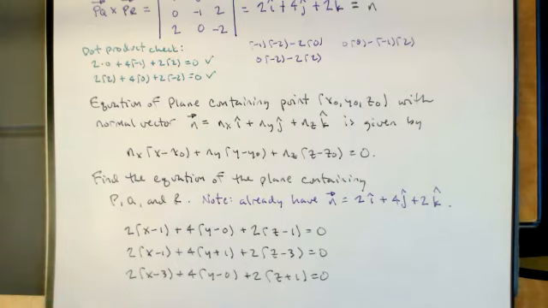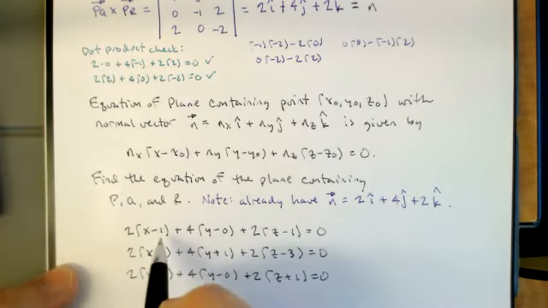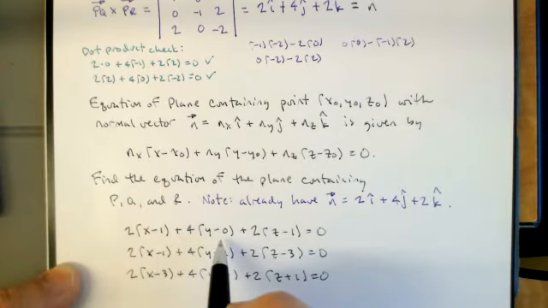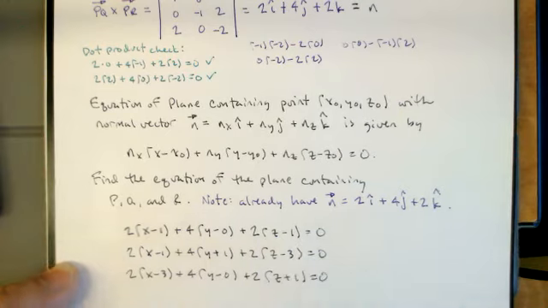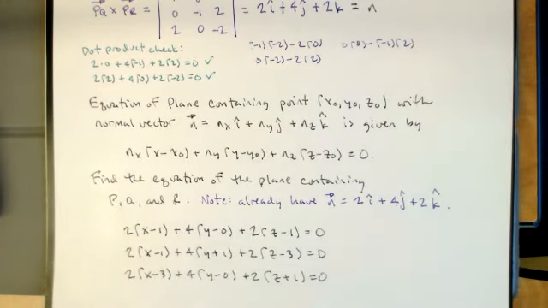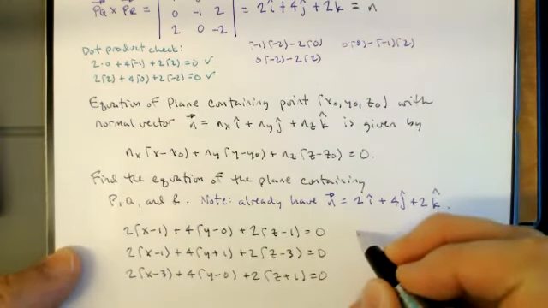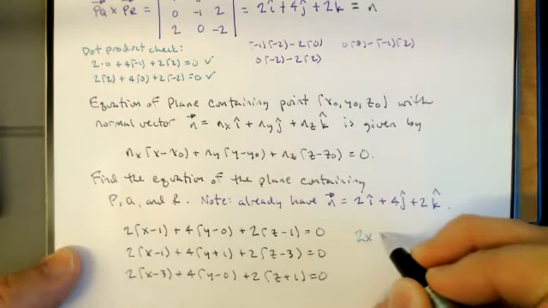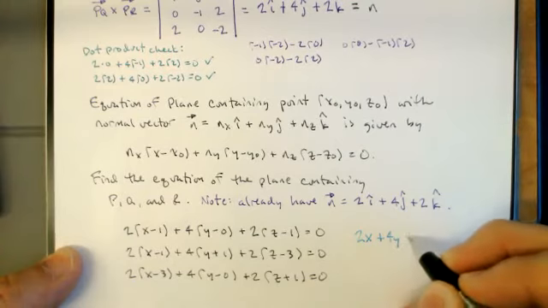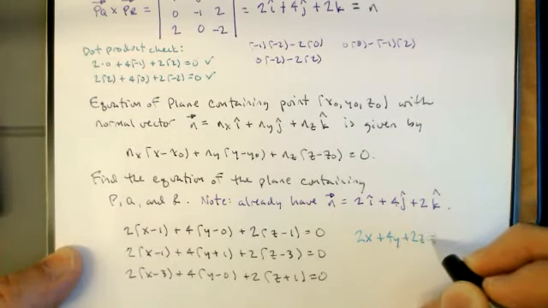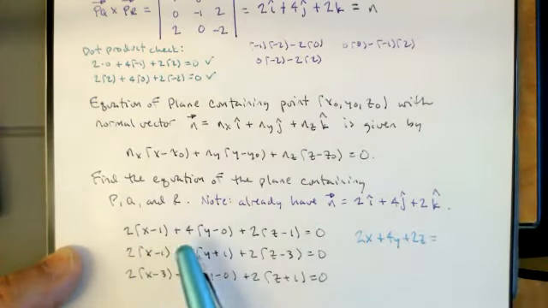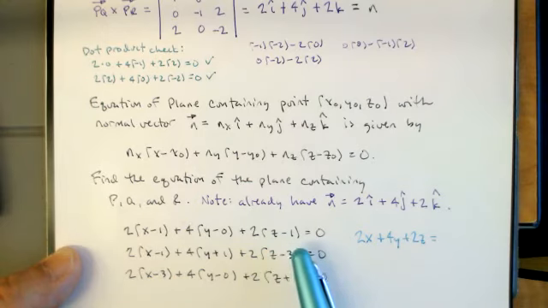So if I multiply this out, let's see, I get 2x. This will be a -2 plus 0. -2 minus 2 is going to be -4. So if I put it on the other side, that'll give us a 4. So that looks like we'll have what? 2x plus 4y plus 2z is equal to -2 minus 2, put on the other side, 4.